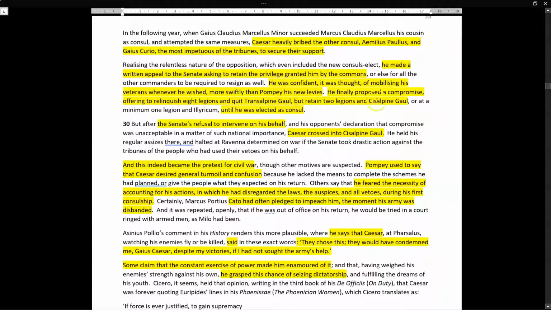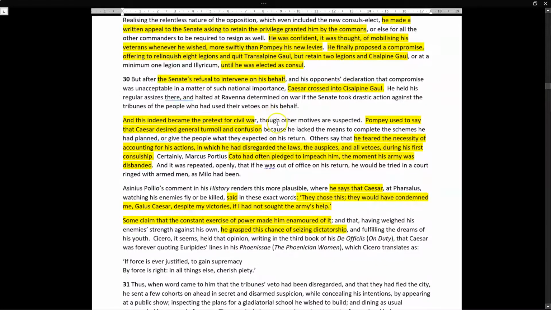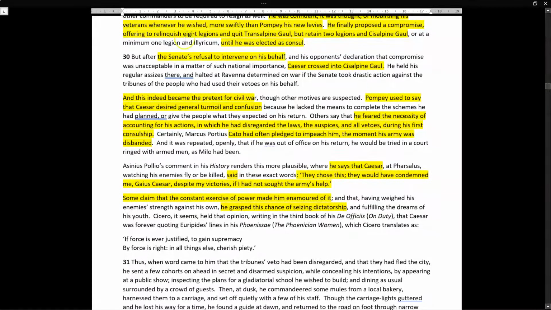And it is a good compromise, because essentially he's saying, I will reduce my forces so it matches Pompey's, and that way neither of us can attack each other because we're equally matched. But the Senate refuses to intervene on his behalf and basically doesn't allow it to occur. So as a result of that, Caesar crossed into Cisalpine Gaul. So he's heading back towards Rome. And this indeed became the pretext for civil war.